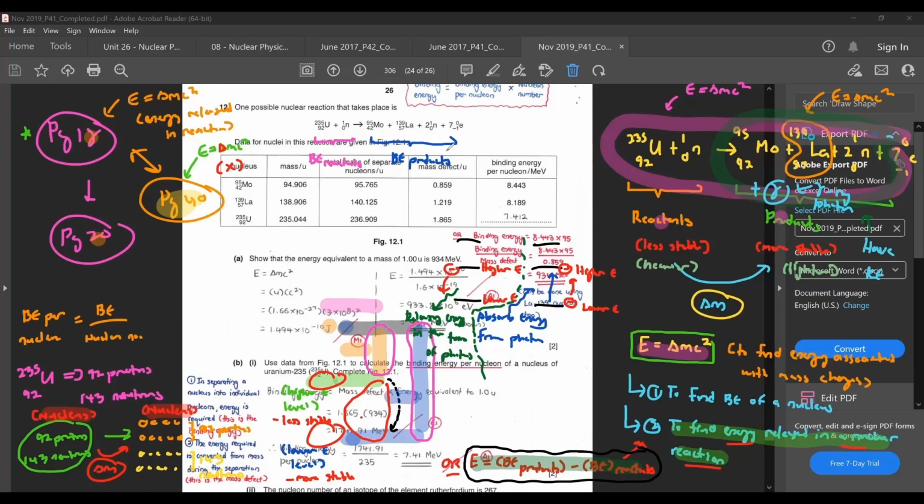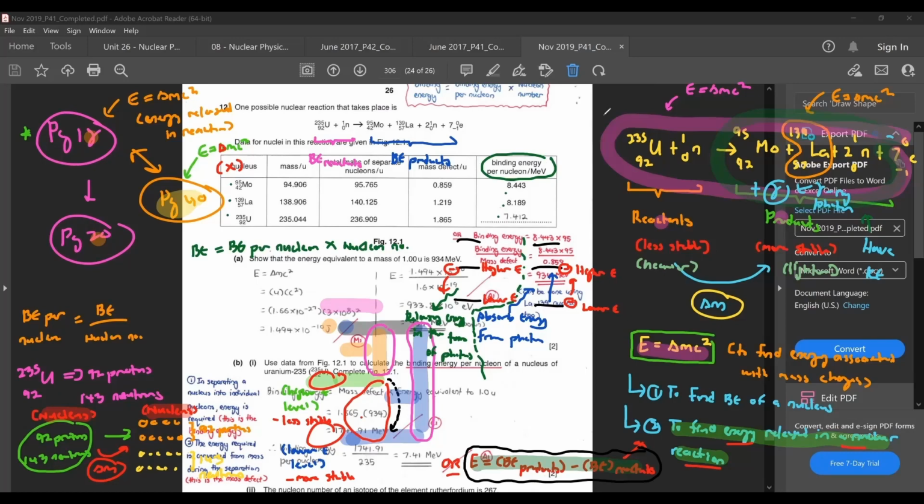To find your BE, notice that you can find it from your table. You're given a table showing BE per nucleon. So BE would just be BE per nucleon multiplied with nucleon number. Okay, so you have BE per nucleon as well as the respective nucleon numbers for each of these elements. You can actually find out the respective BE.